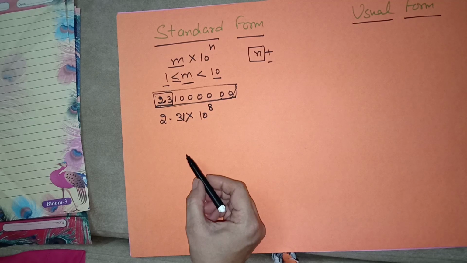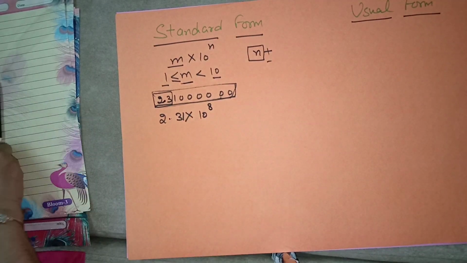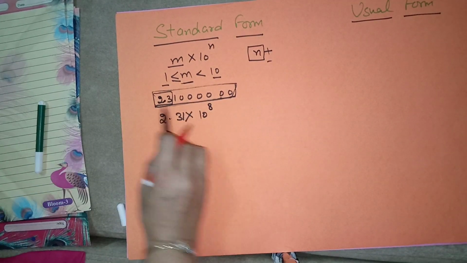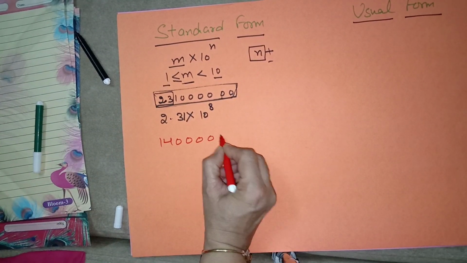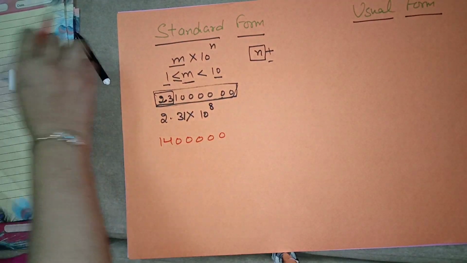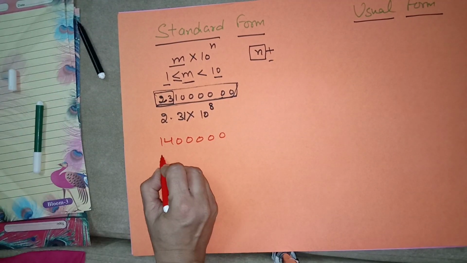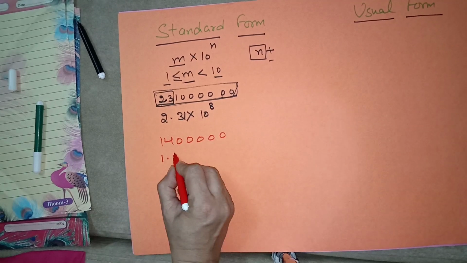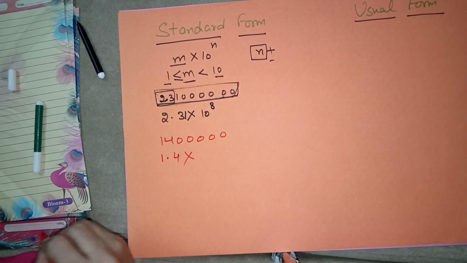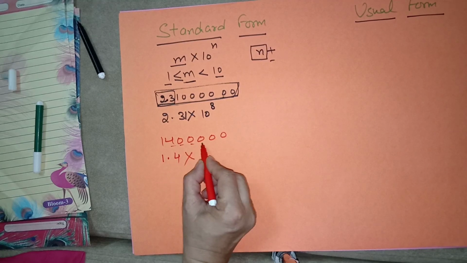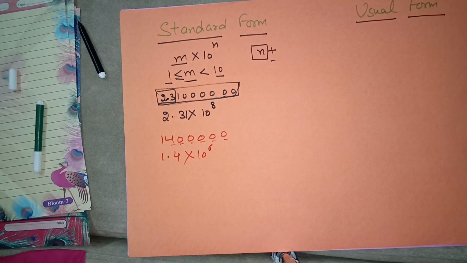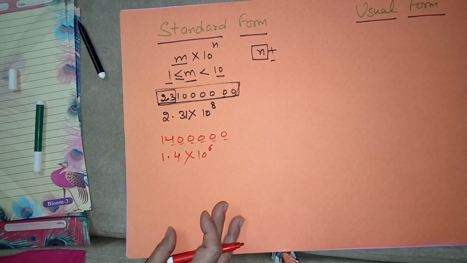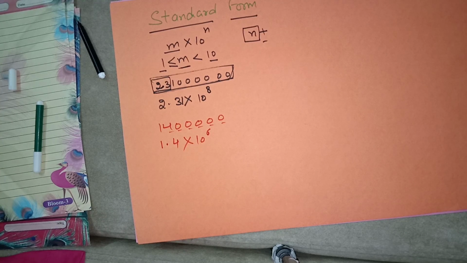I am taking one more example. For example, 1 4 1 2 4 5. Just see, what is the thumb rule? You put the decimal after one digit, 1.4, multiplied by, count how many, 1 2 3 4 5 6, 10 raised to power 6. Easy? I think so. Understood, all of you? Likewise, you can write any large number in standard form.